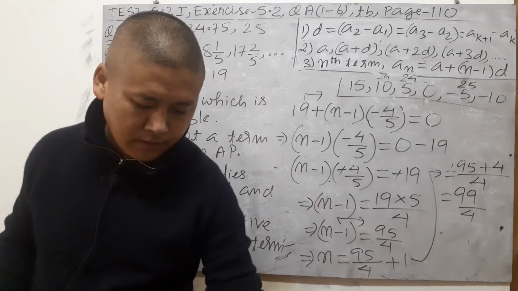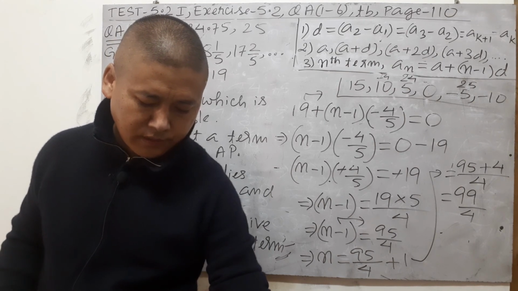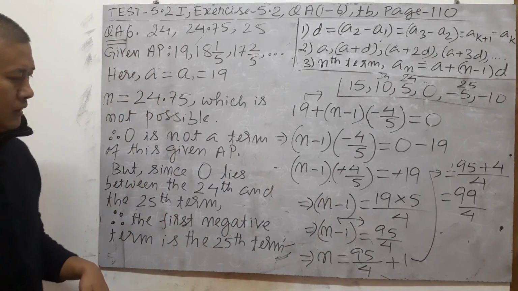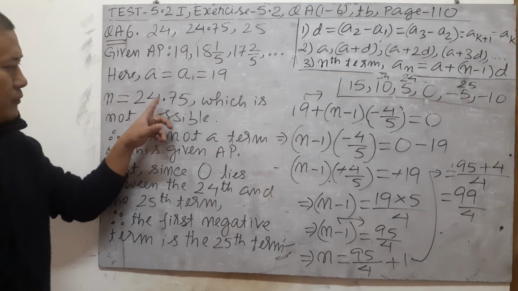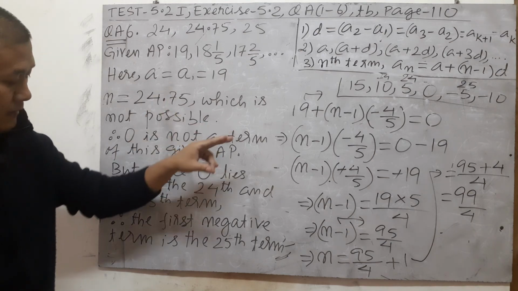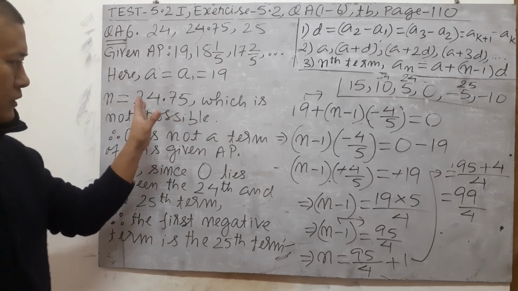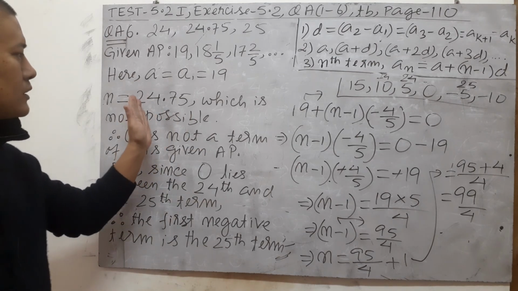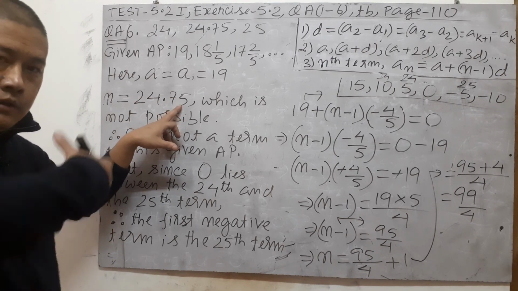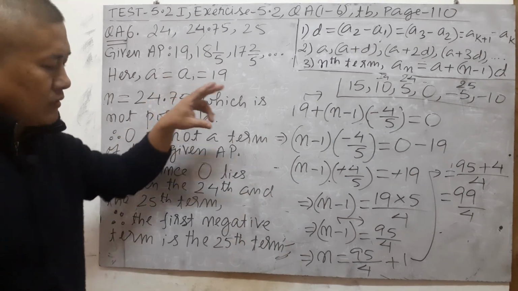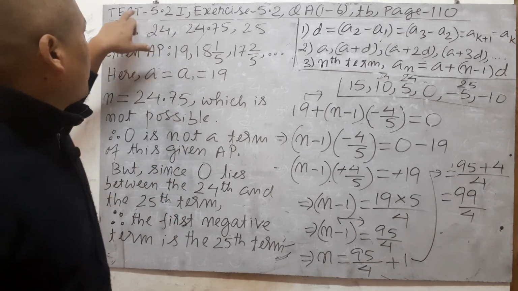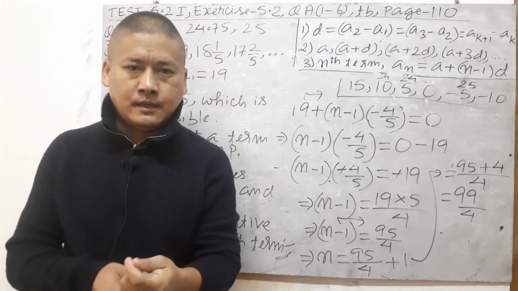Look back at the question 6: which term in the progression 19 and so on is the first negative term? The first negative term will be on the right side of the 0 position. The 0 position is 24.75. So immediately higher than 24.75 is 25, so the 25th, because the position of the first negative term is always higher than the position of 0, and the position of 0 is 24.75. So the next immediate higher is 25. I hope you got it right. So that completes part 4, test 5.2i. I hope you got it right.